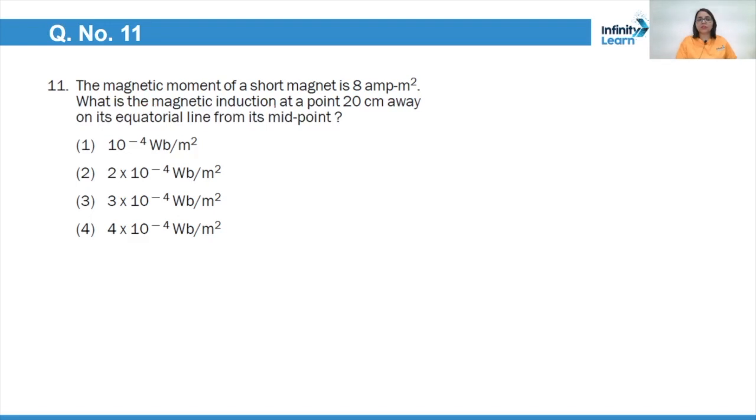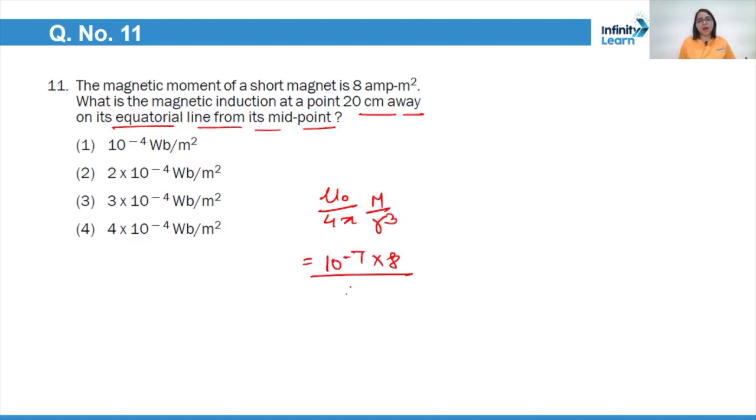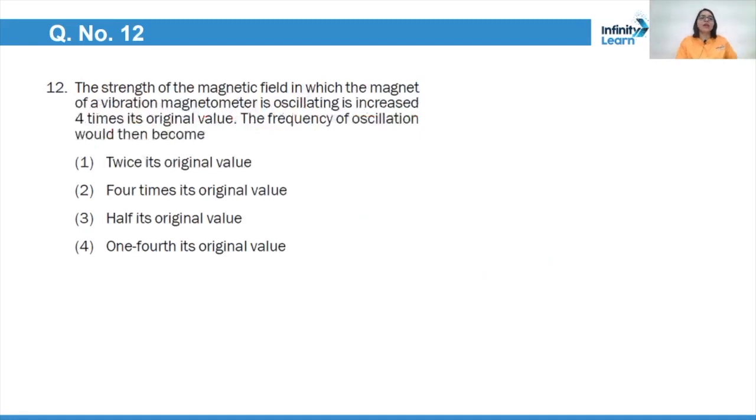The magnetic moment of a short magnet is 8 ampere meter square. What is the magnetic induction at a point 20 centimeter away on its equatorial line from its midpoint? Right. So over here, we know that it is mu naught upon 4 pi, m upon r cube. So it is 10 power minus 7, M is 8, divided by r cube, which is 0.2 whole cube. So after solving this one, you will get your answer as 10 power minus 4 Weber per meter square, which is option 1. Question number 12.